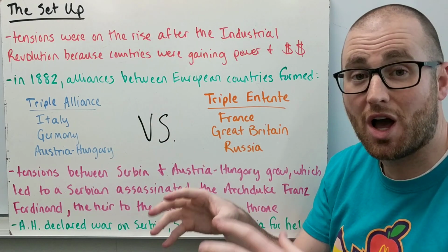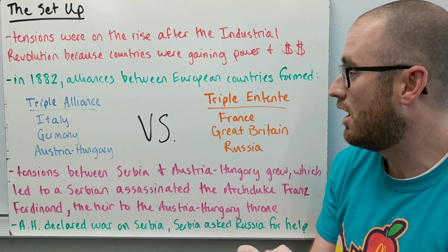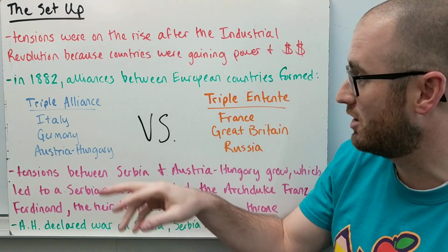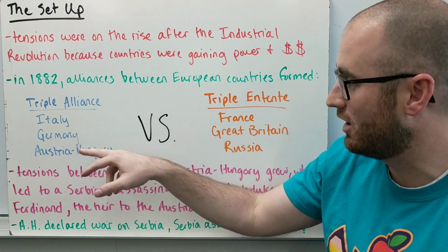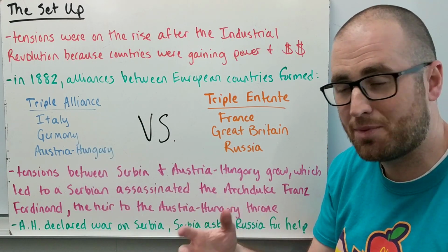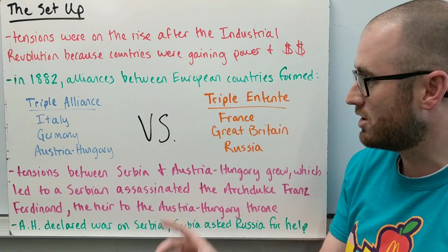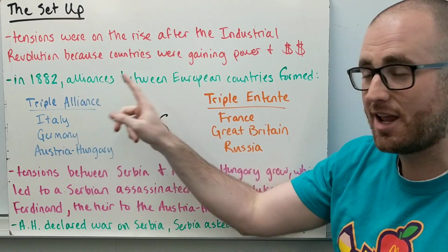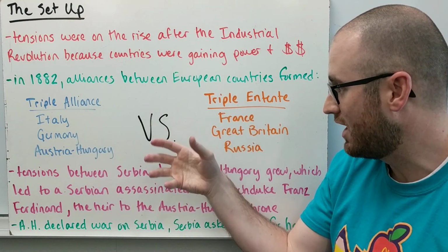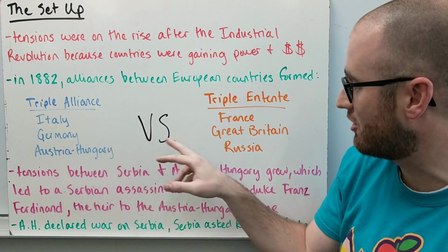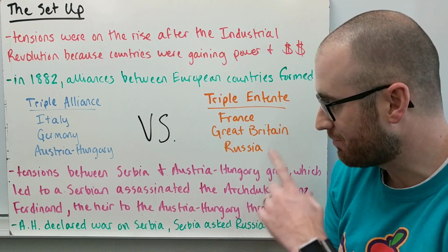In 1882, alliances started to form in Europe. One of the first examples was the Triple Alliance: Italy, Germany, and Austria-Hungary, three big countries that came together. And the Triple Entente: France, Great Britain, and Russia. These were the two alliances that had formed after the Industrial Revolution in Europe. So these would support each other, and these would support each other, right?